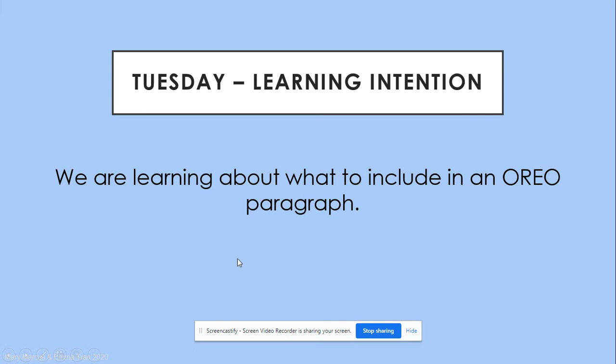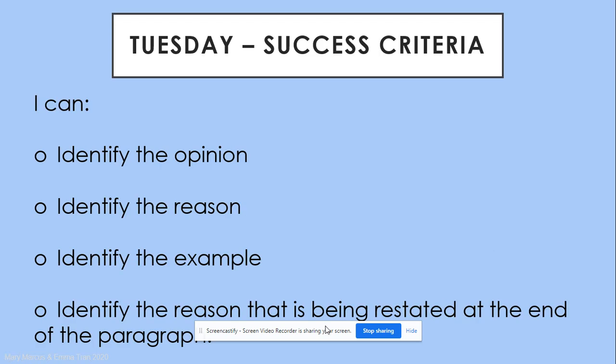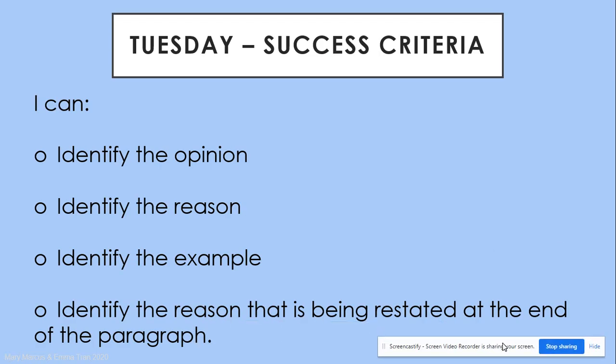Morning, Year 2. Today in our writing, we're learning what to include in an Oreo paragraph. To be successful today, you have to be able to identify the opinion, the reason, the example, and also identify the reason that is being restated at the end of the paragraph.